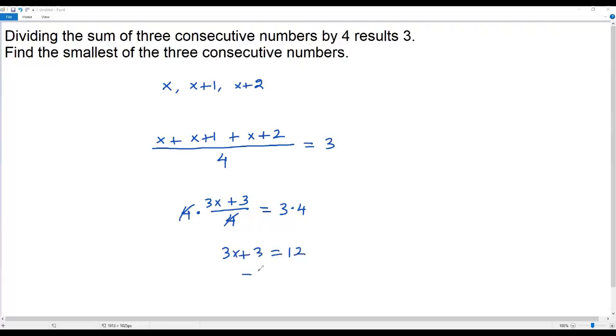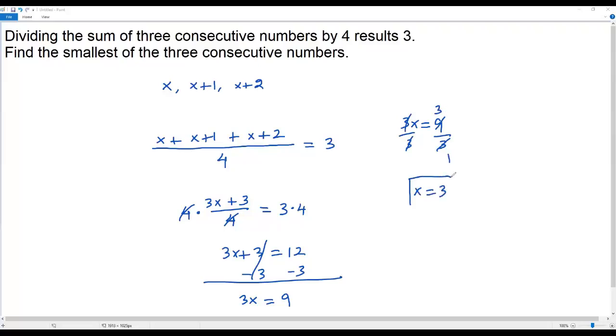Okay, now I subtract 3 from both sides. When I do so, this positive 3, negative 3 will cancel out. I get 3x equals to 12 negative 3 is 9. So we have 3x equals to 9. Now to solve for x, we have to divide both sides by 3. So this 3 will cancel out. 3 goes into 3 one time, 3 goes into 9 thrice. So I get x equals to 3. So the smallest of the three consecutive numbers is 3.